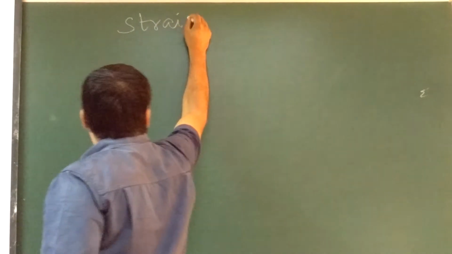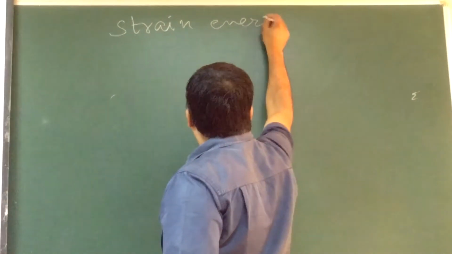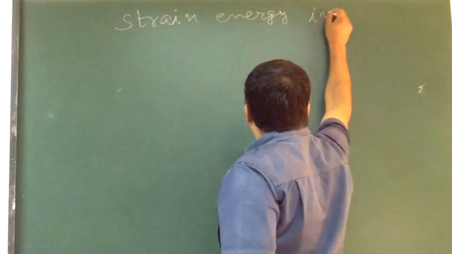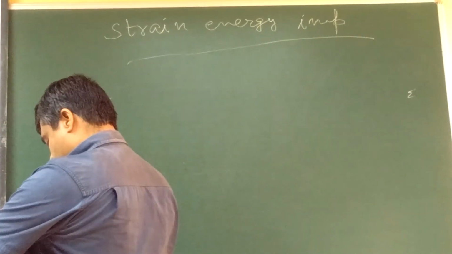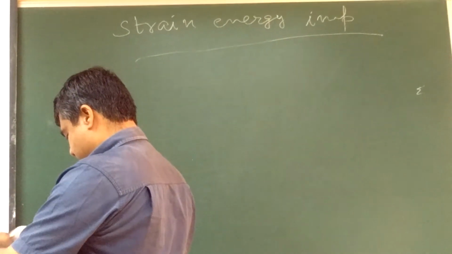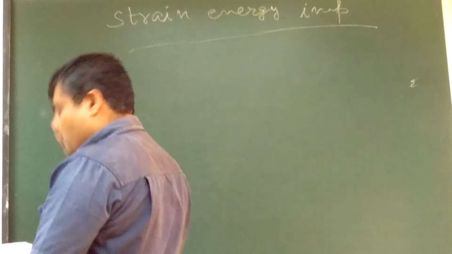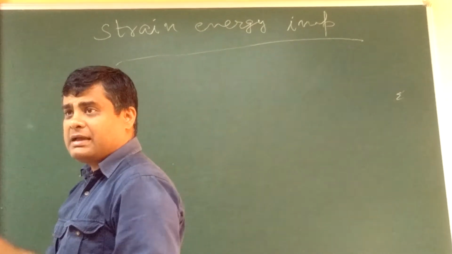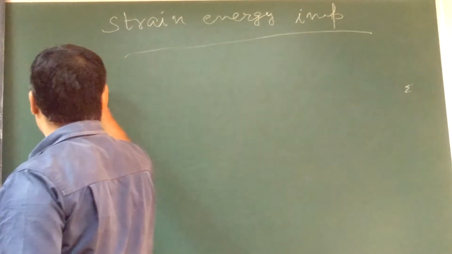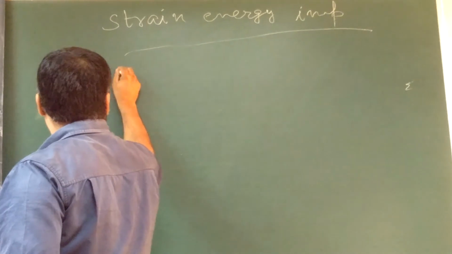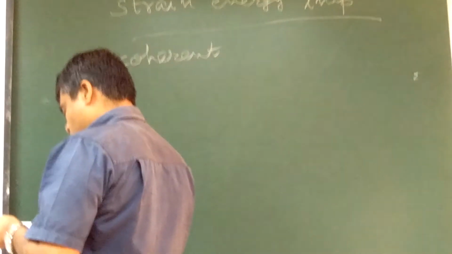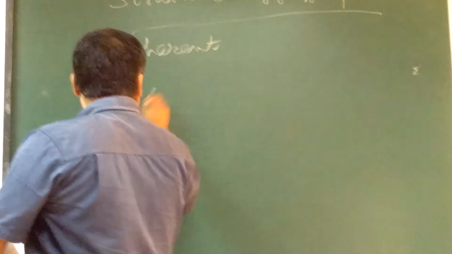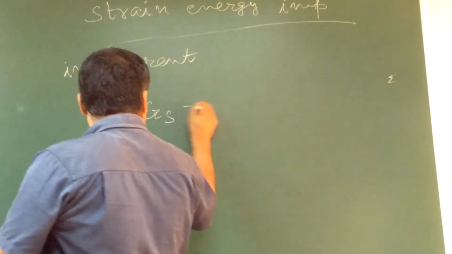So where strain energy is important, then we started with incoherent yesterday. Let me talk about incoherent first then. Incoherent. What was the strain energy that I wrote yesterday?